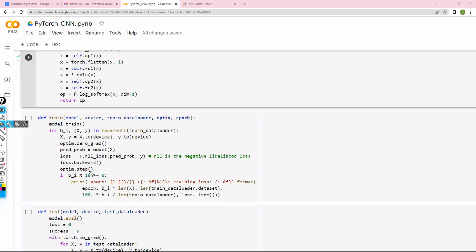Okay, and then optim.step means you want to optimize now, that is, you want to minimize the loss. And here you're saying print the epochs after every 10 iterations. That's the kind of code that we're writing here. So let me run it.